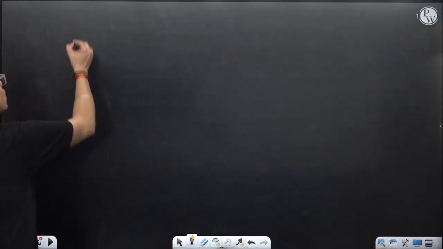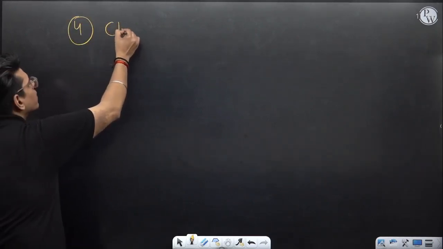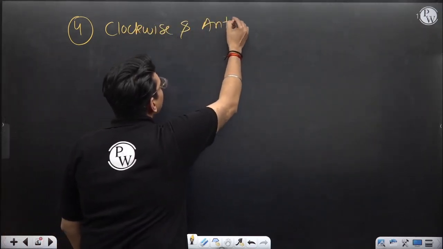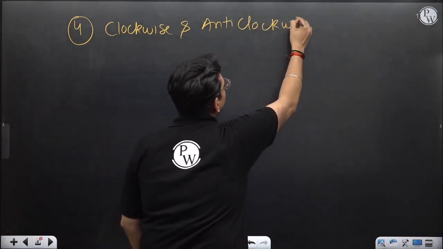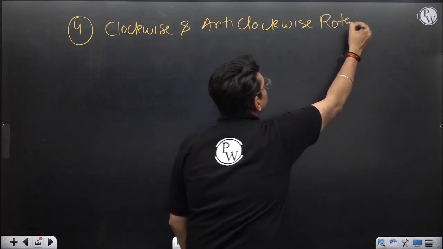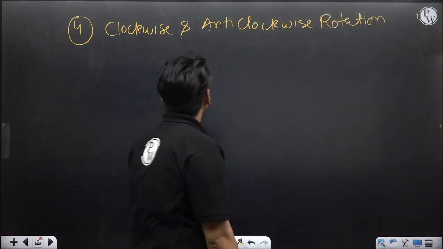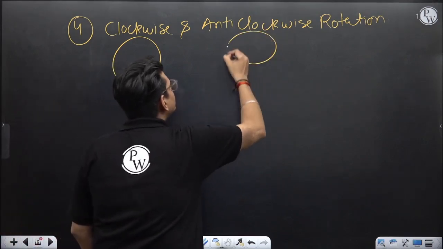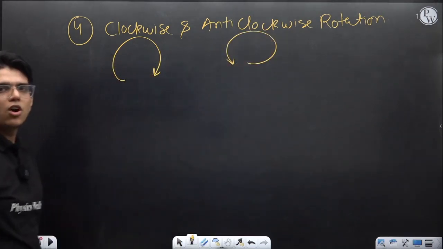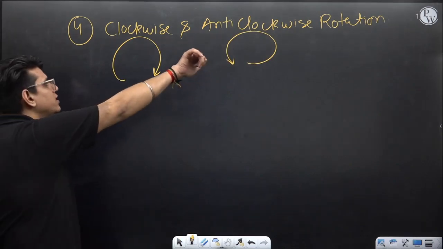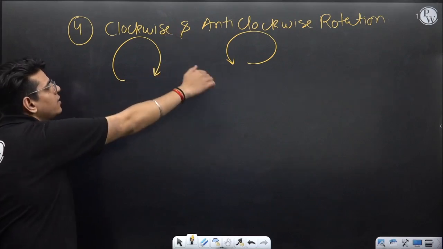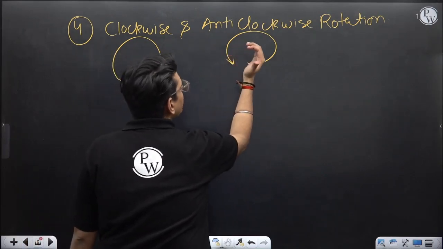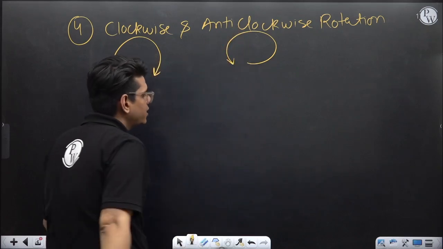Then what are clockwise and anti-clockwise rotations? Clockwise direction is this, right? And anti-clockwise direction is this. Whenever someone says clockwise direction, just point your fingers towards the paper. This is your clockwise direction. And whenever anti-clockwise is given, point your thumb away from the paper. This is your anti-clockwise direction, right?